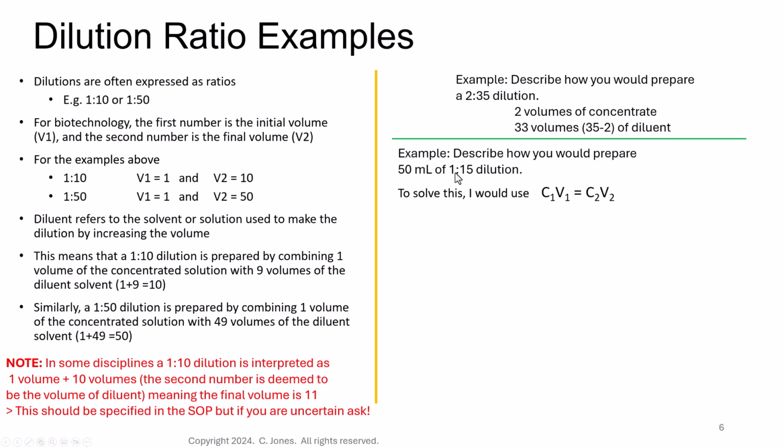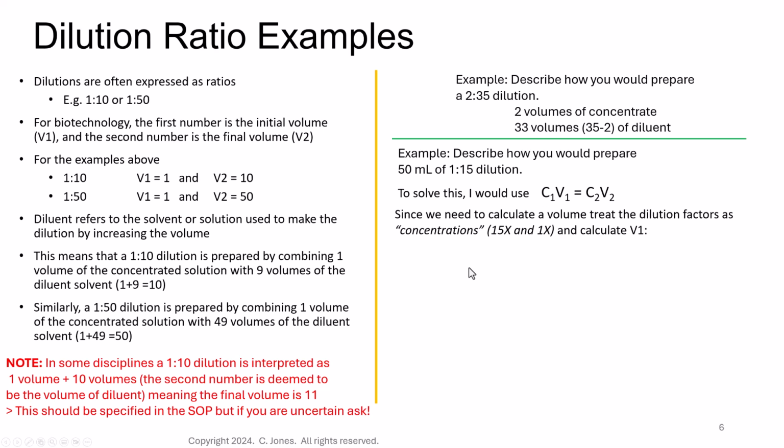We can interpret this 1 to 15 as a volume, but we could also interpret it as a concentration, because we can't have 3 total volumes. We need to have 1 volume and 2 concentrations. So I would treat the dilution factors as concentrations. Think of them as 1x and 15x. And so we always write our C1V1 equals C2V2. This grounds us. And remember we said the larger concentration is always C1. The smaller concentration is C2.